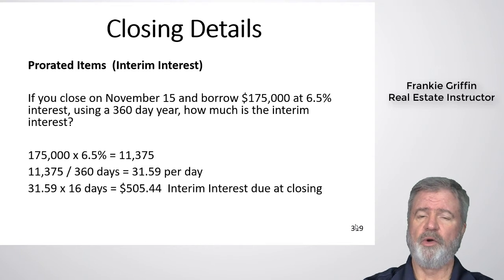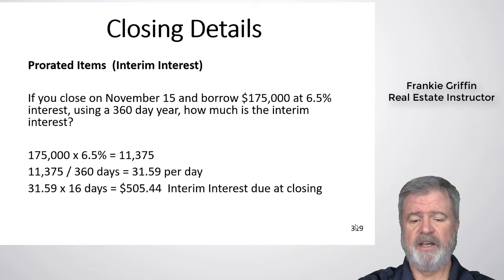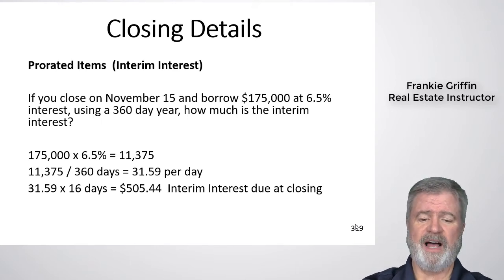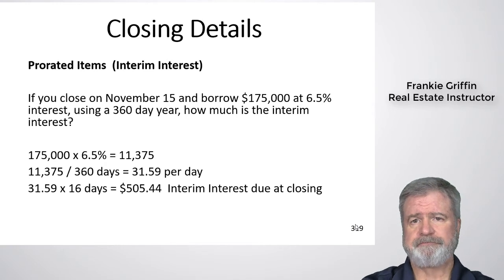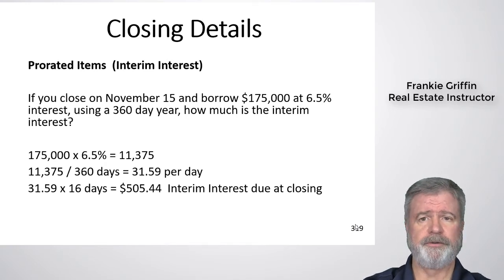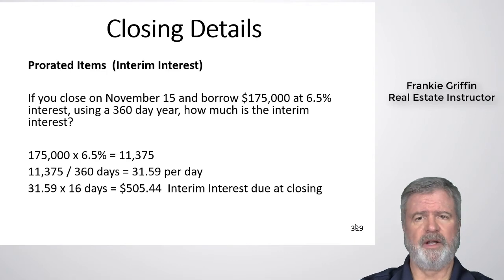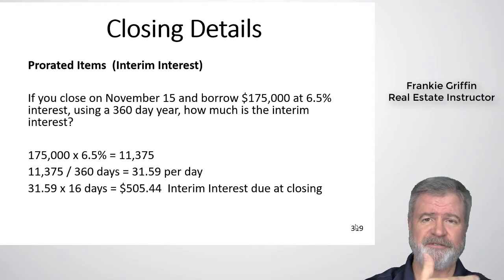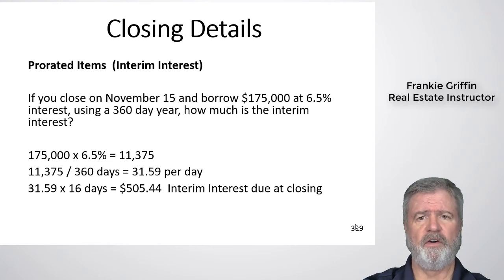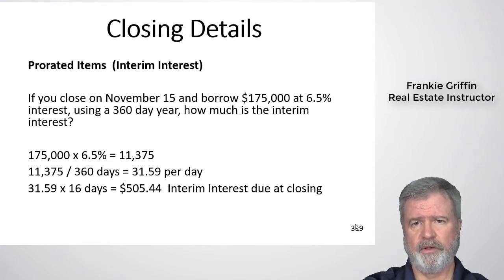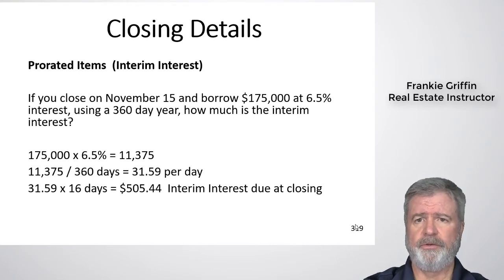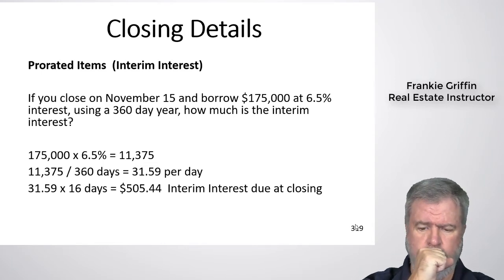So then you just take the $31.59 per day times the 16 days, and that gives you an interest due of $505.44. That's all there is to it. And I know I might be going through this a little bit fast, but it's pretty cut and dry. If you need to rewind, go back and look at it again, do that. But again, remember this was also covered back in the finance chapter, okay? So if you want to look there as well, you can. But that's all there is to the interim interest. All right.